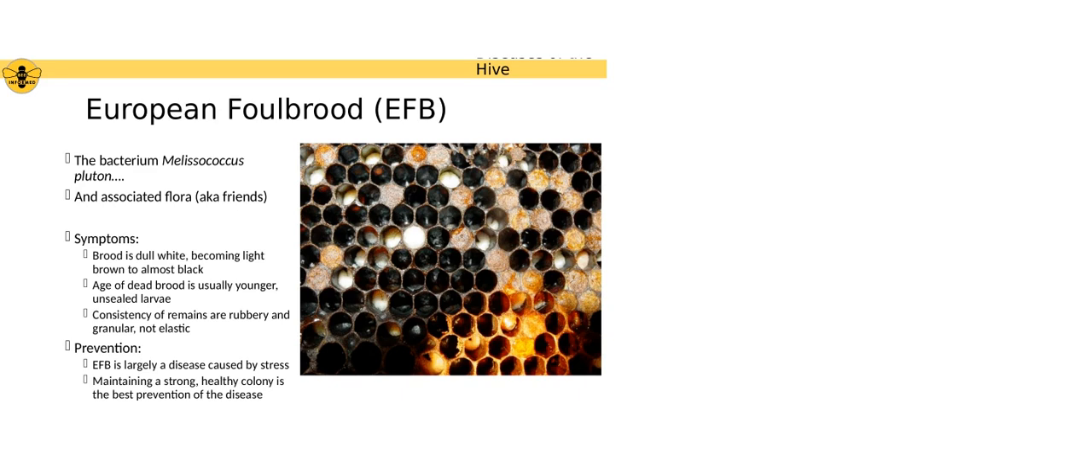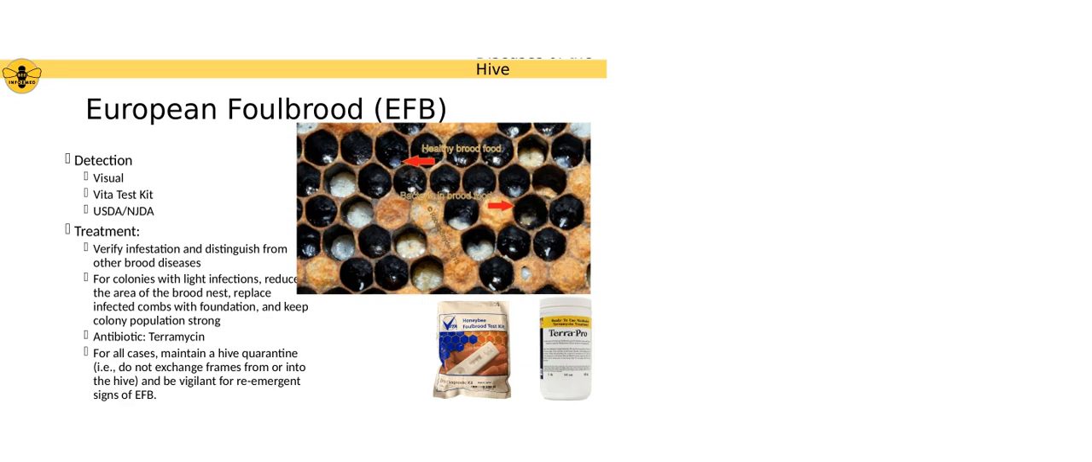So the prevention for EFB, it's mainly caused by stress. Maintaining a strong, healthy colony is the best prevention for this disease. If we have a not stellar spring where the bees are really stressed for resources, providing those resources can help keep European foul brood out of your colony. And so the detection is visual, through a test kit, or you can get samples done for USDA or New Jersey Department of Ag.